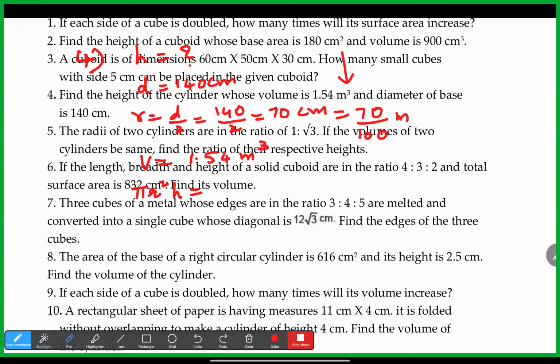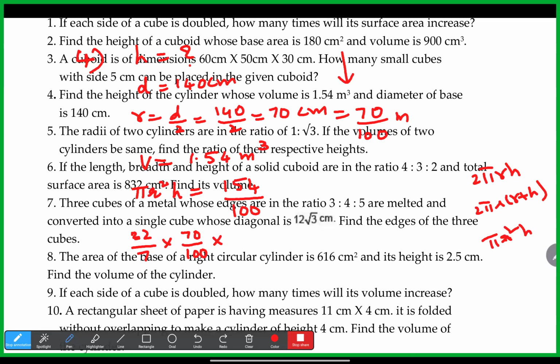For convenience, I'm writing 1.54 as 154 by 100. I converted. Now I'm writing the values here. Pi is 22 by 7 into r square h. 2 pi r h is CSA. 2 pi r into r plus h is TSA. Pi r square h is volume.